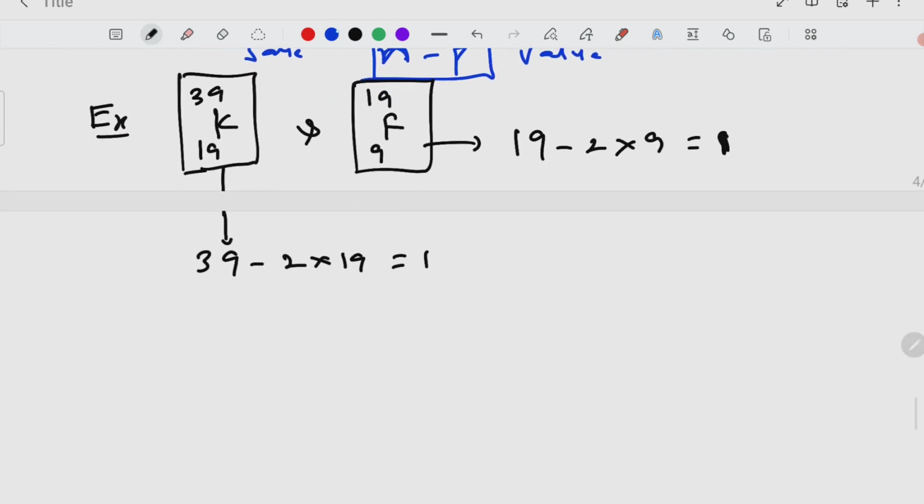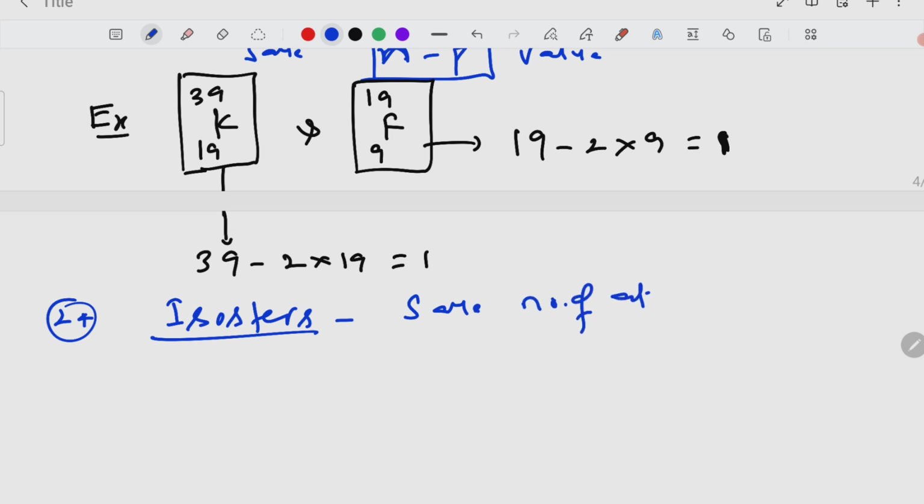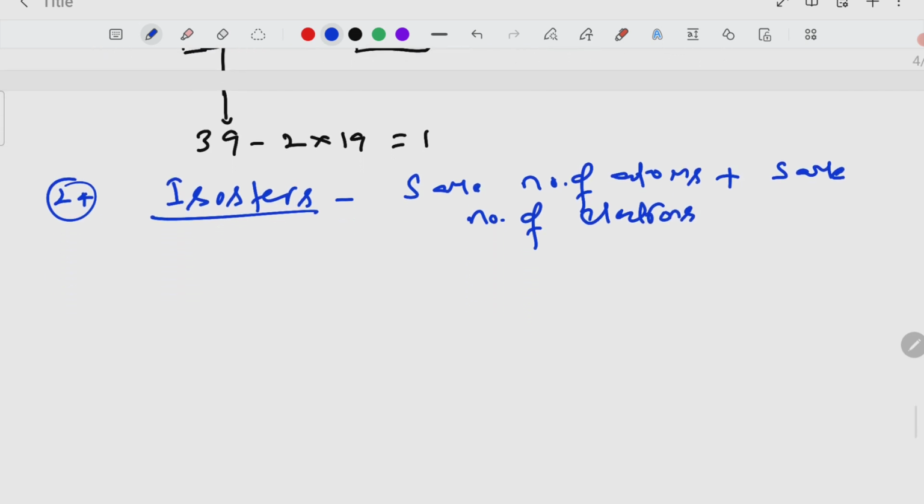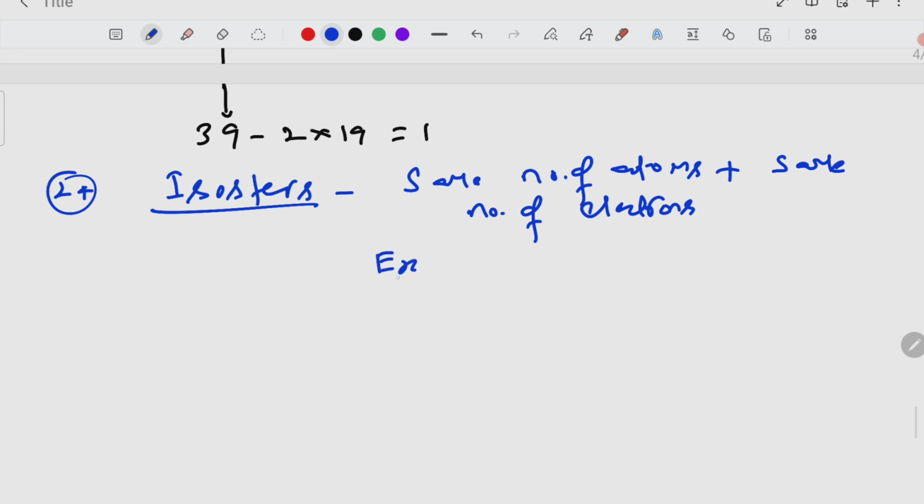And then the next term, isosters. Isosters have the same number of atoms plus the same number of electrons. Same number of atoms and then the same number of electrons. Example for such compounds.